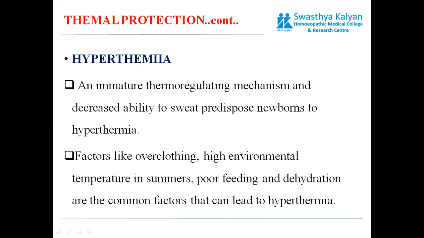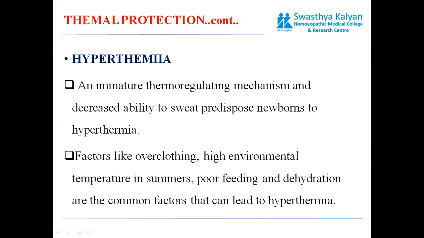Now, hyperthermia. What is hyperthermia? An immature thermoregulating mechanism and decreased ability to sweat predispose the newborn to hyperthermia. Both these factors predispose the newborn to develop hyperthermia. Many factors like overclothing the baby, higher environmental temperature in summers, or poor feeding and dehydration are the common factors that can lead to hyperthermia.